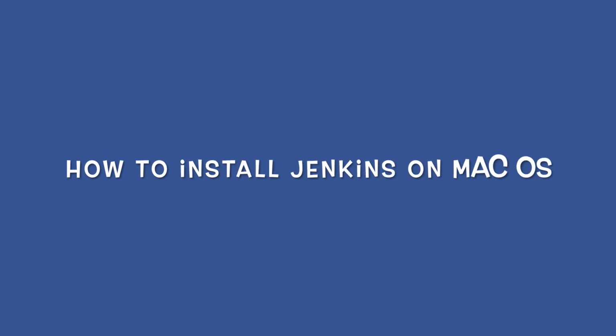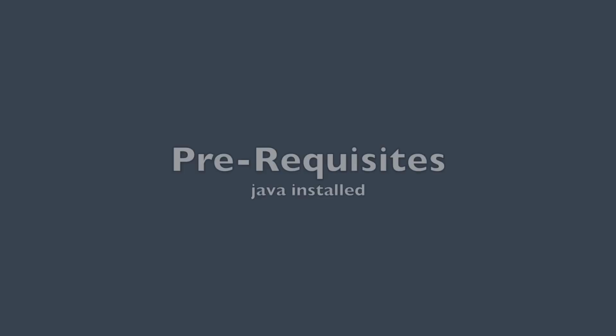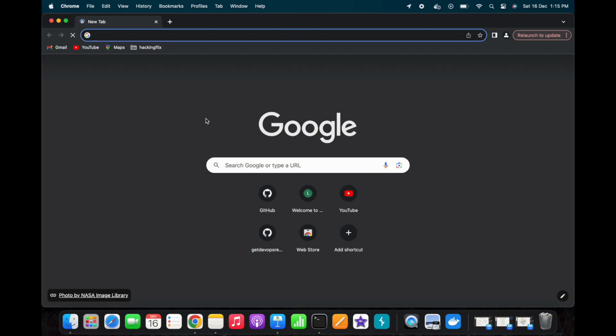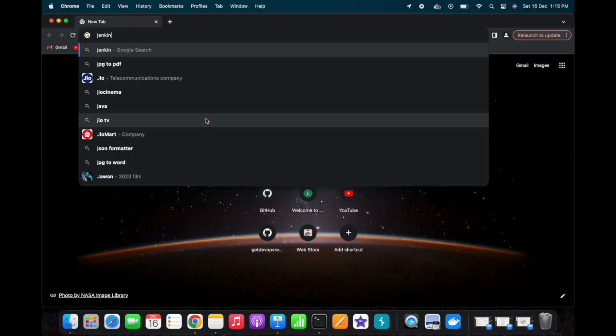In this tutorial, we'll guide you through the process of installing Jenkins on macOS. Ensure Java is installed on your machine since Jenkins is a Java-based application. Go to Google and search for Jenkins download.